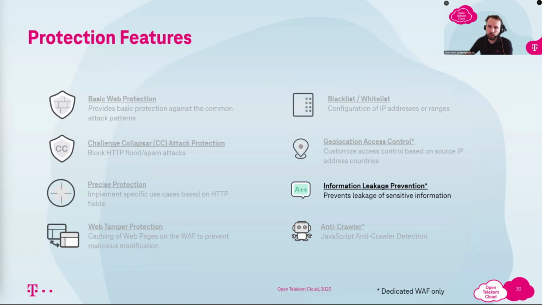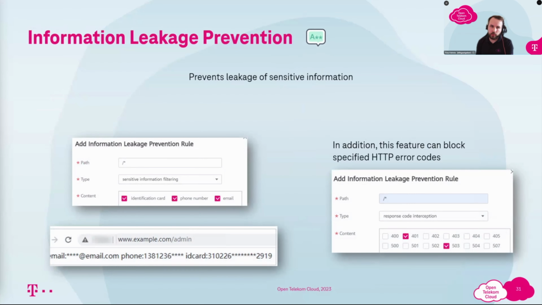As the next one, we have the information leakage prevention. This has two use cases. First, it's to mark sensitive information like an ID card, the phone number, or an email. Below, we can see an example where there are just stars to filter it out. Secondly, you can also intercept the response code like 404, 401, not found, not authorized, so that these pages will not be returned to the customer.